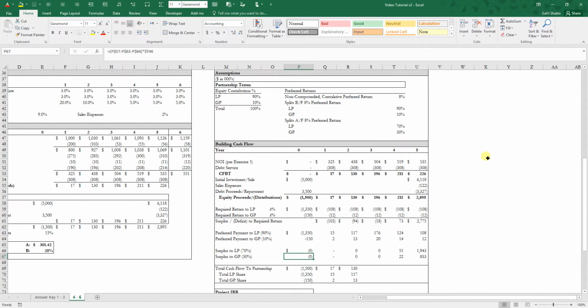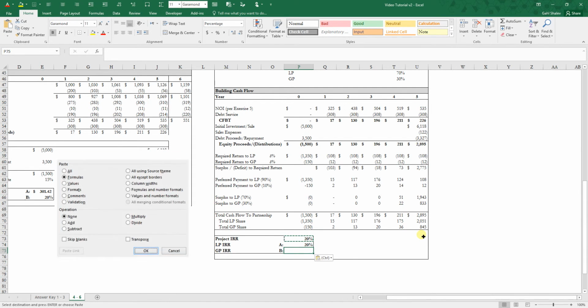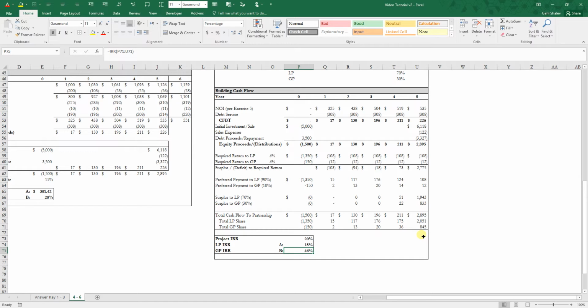Next, we show the cash flow to each investor simply by adding up the relevant lines. So the total cash flow to the partnership is simply the gross cash flows. The total LP share is the preferred payment plus the surplus share. And the total GP share is the GP's preferred payment plus the GP's surplus share. We then use the lines to calculate the project's return, the LP's return, and the GP's return. Again, just using the IRR formula. As you can see, the GP's return is much higher than the LP's due to that oversized share in the profit.